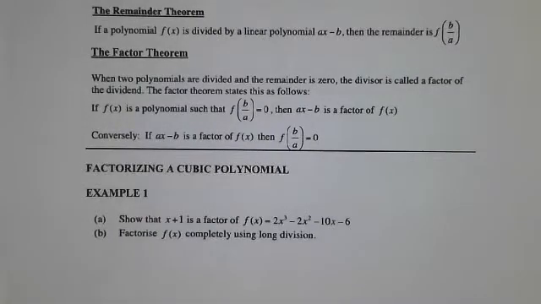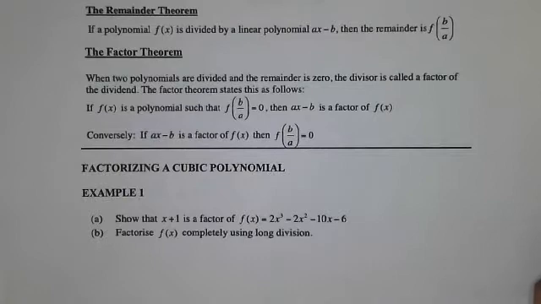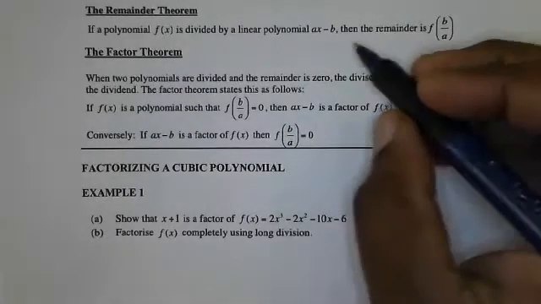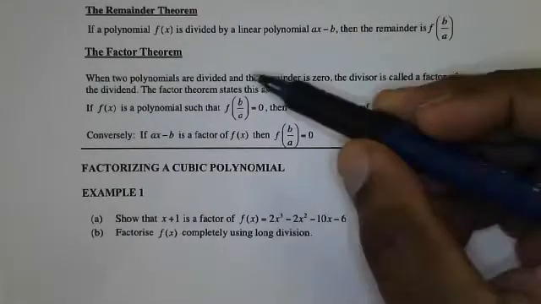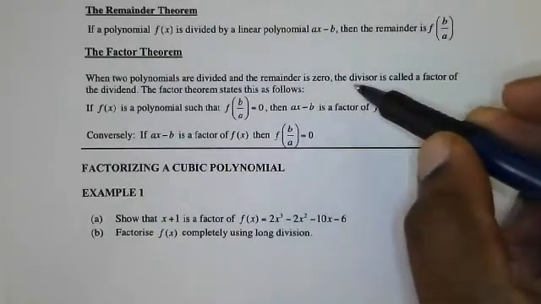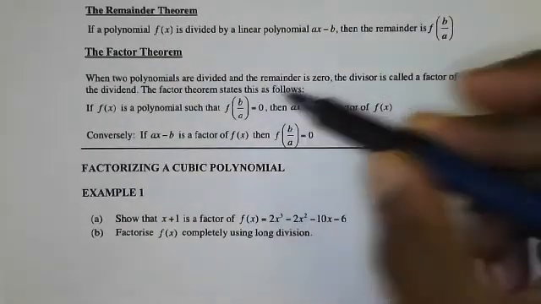Let's look at this one here. Okay, we did talk about the remainder theorem, right? When two polynomials are divided and the remainder is 0, the divisor is a factor of the dividend.